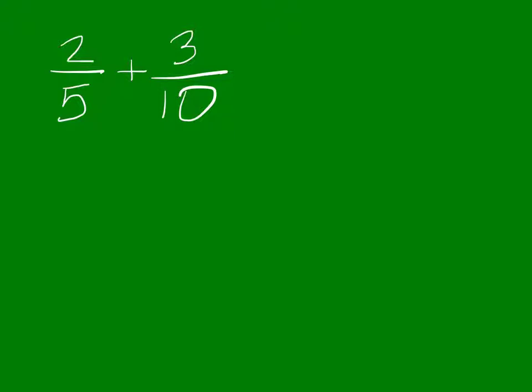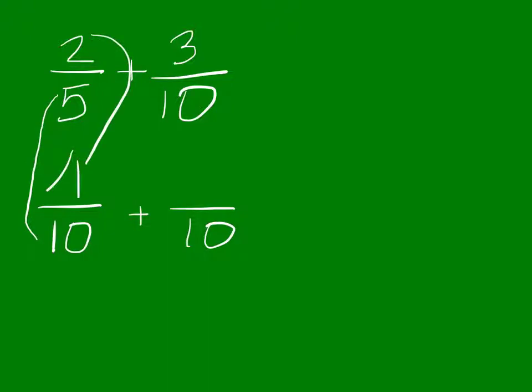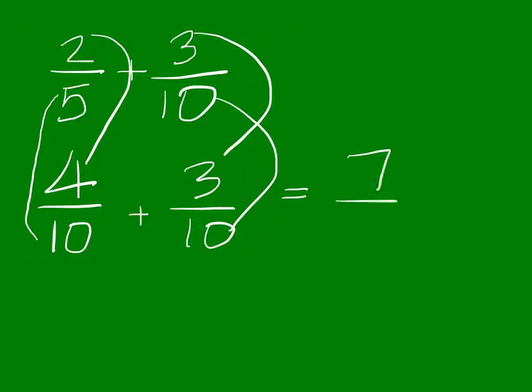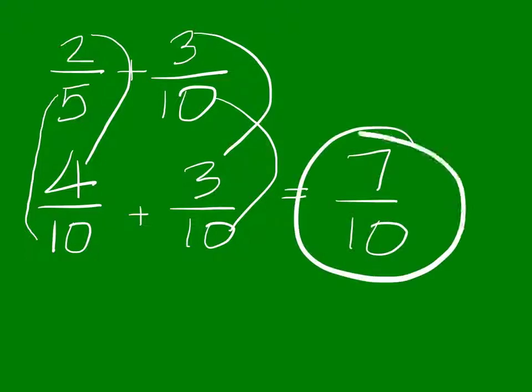What is the lowest number that 5 and 10 will both go into? 10 is right. So I have to multiply 5 by 2 to get 10. So 2 times 2 is 4. This denominator did not change, so neither does the numerator. 7 over 10.